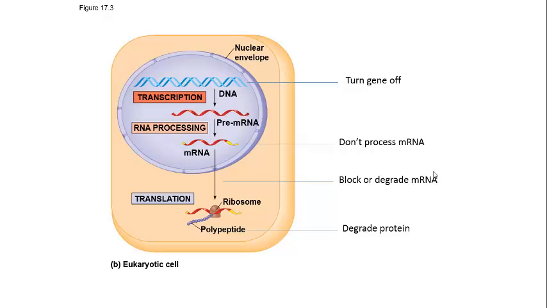Here we see all the different levels at which gene expression can be controlled. You can control gene expression by, number one, turning genes on or turning genes off, using either activators or repressors, both transcription factors. You could stop protein synthesis by not processing the messenger RNA. You can stop protein synthesis by blocking or degrading the messenger RNA. And finally, you could actually break down the protein after it's been made.